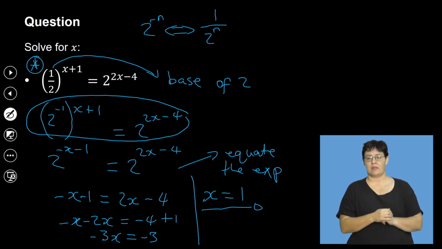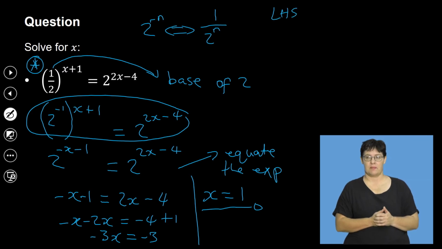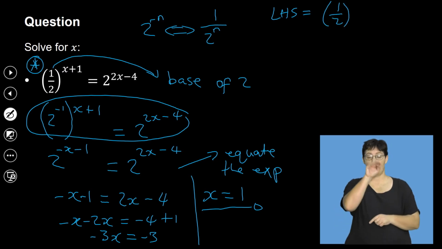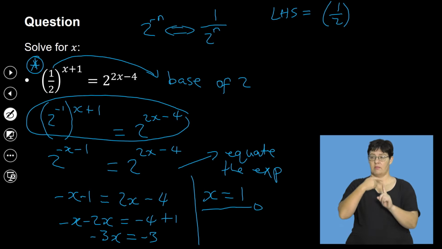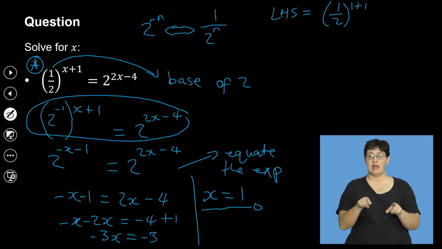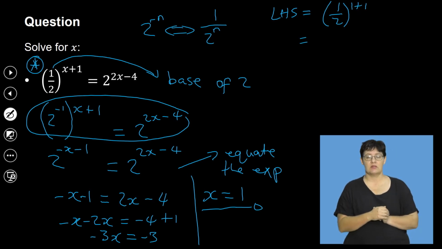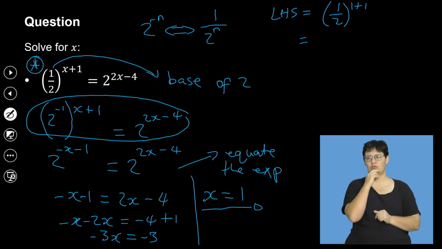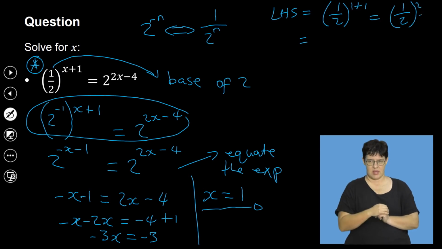Now let's look at the left-hand side. I'm just going to do it up here because that's where I have my space. This will be 1 over 2 to the exponent of, my x is 1, right? So it's 1 plus 1, which is equal to, the exponent will be 2 there. Therefore, this will make this equal to 1 over 2 all squared, which I know you know will be 1 over 4, right?